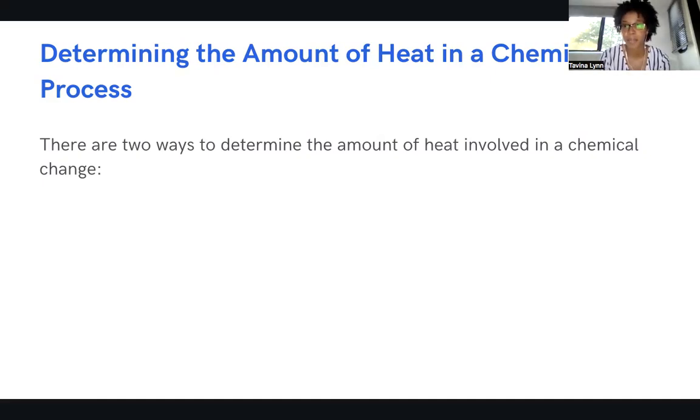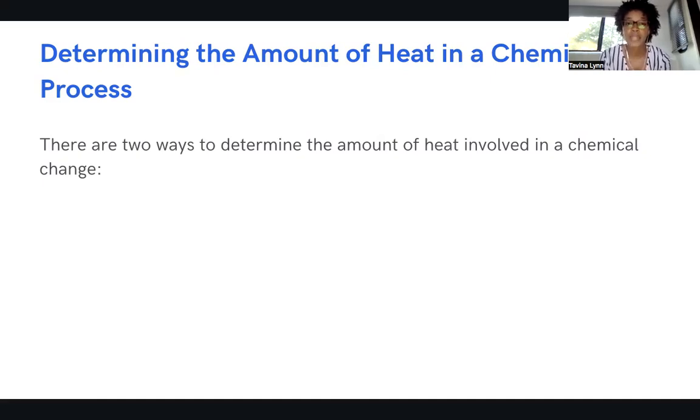Because in some other applications, like for those of you that want to go on to engineer, you may hear things like chemical process. Okay, so how do we determine the amount of heat, right, in the form of enthalpy? Enthalpy is what we've talked about. We've also talked about delta E, right? But how do we determine it?